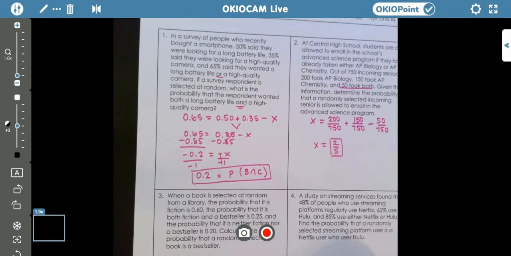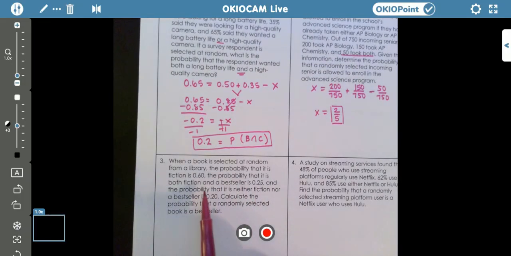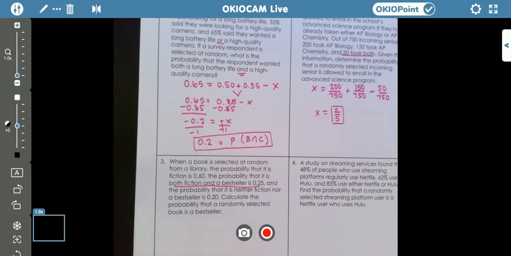All right, when a book is selected at random from a library, the probability that it is fiction is 0.60. The probability that it is both fiction and a bestseller is 0.25, and the probability that it is neither fiction nor a bestseller is 0.20. Calculate the probability that a randomly selected book is a bestseller.